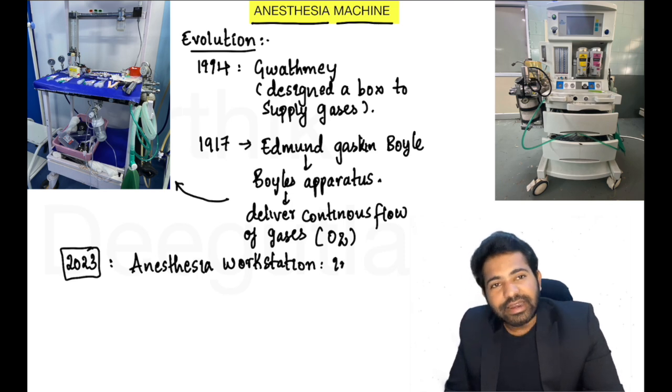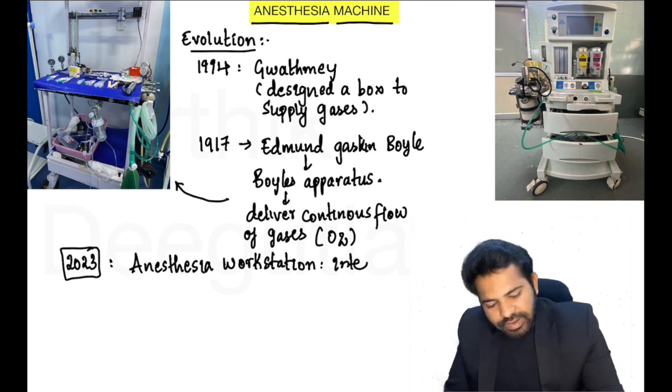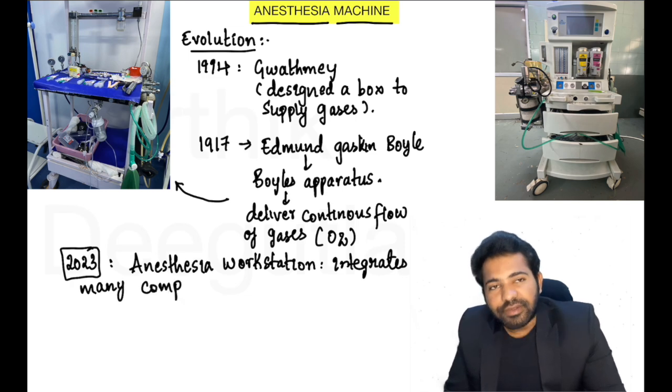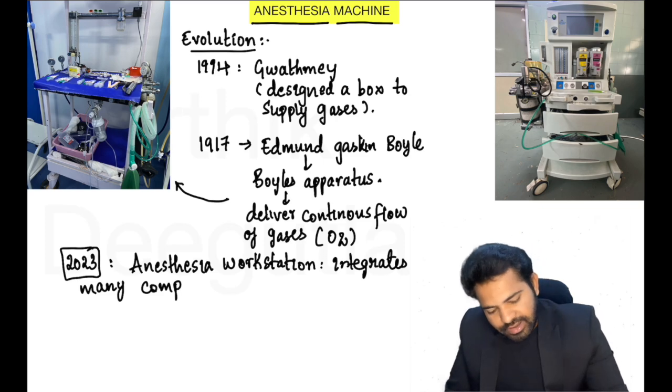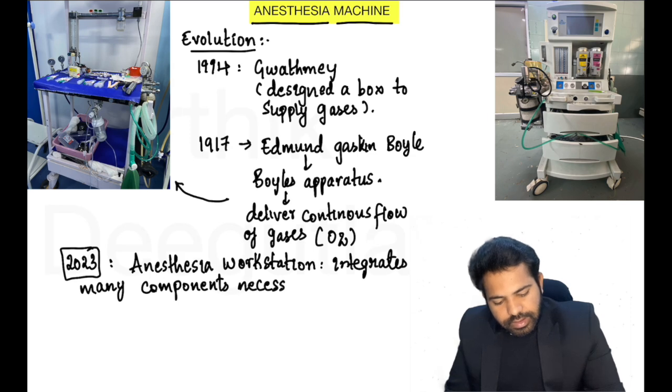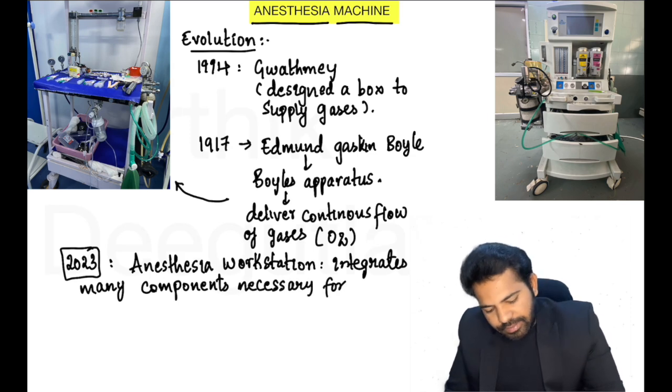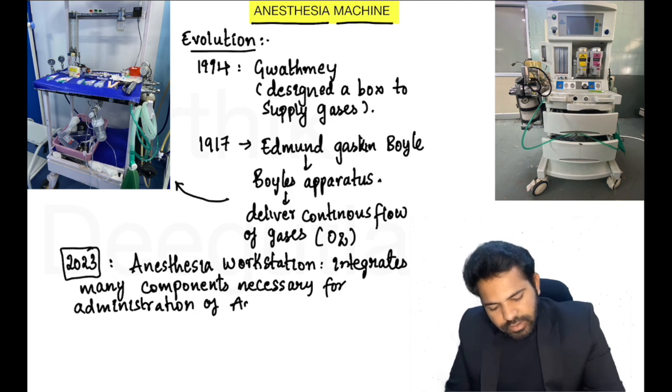This workstation integrates many components which are necessary for administration of anesthesia into a single unit, into one unit.